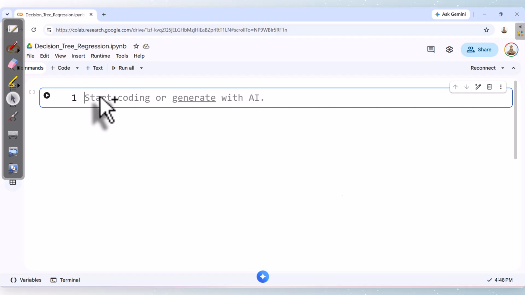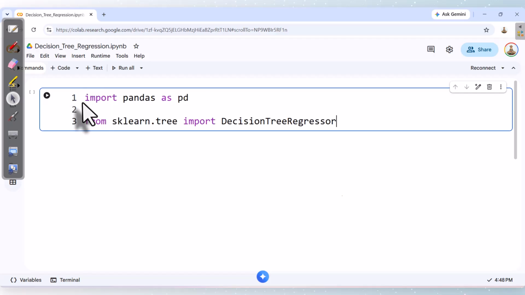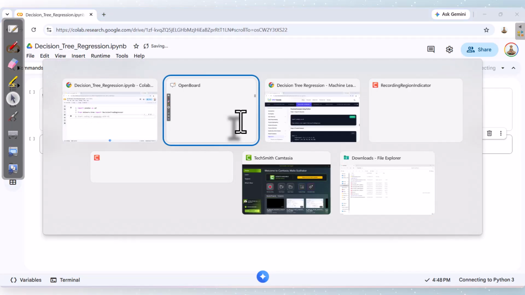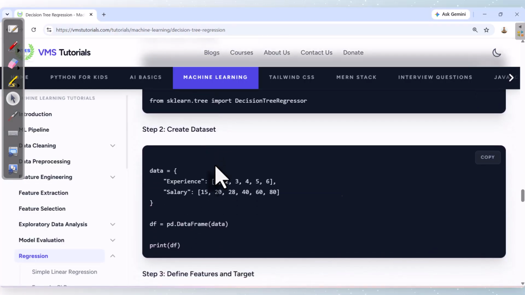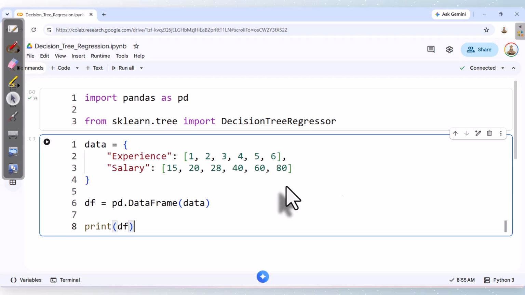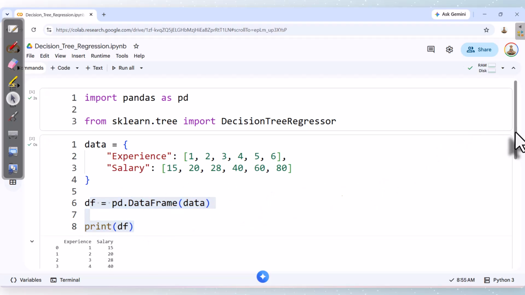Here I am going to import the libraries: pandas as pd, and from sklearn.tree import DecisionTreeRegressor. This is the algorithm which we are going to import for the decision tree regression problem. Now create the data set, which contains experience and salary. From this I am creating a data frame and storing it in df, and printing the df. Now the data is ready.